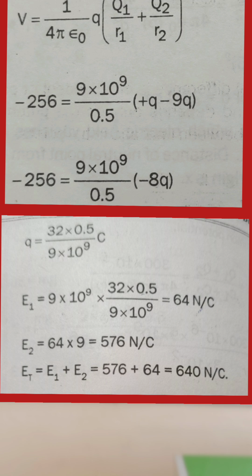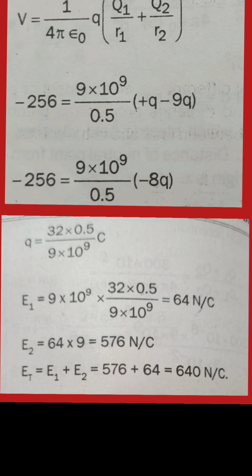On simplifying it, we will get small q is equal to 32 into 0.5 by 9 into 10 power 9 coulombs. Therefore, E1 and E2 are the fields due to plus q and minus 9q. Therefore, E1 is equal to 64 Newton per coulomb. E2 is equal to 64 into 9, 576 Newton per coulomb. Total electric field at midpoint: E is equal to E1 plus E2, 64 plus 576, 640 Newton per coulomb.